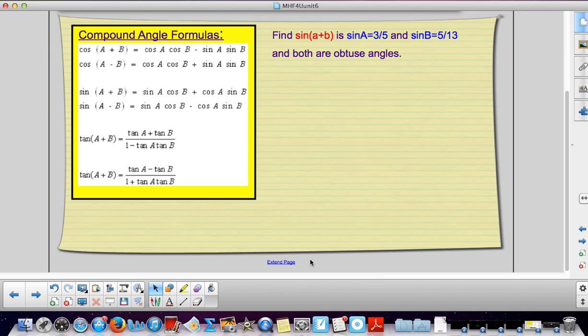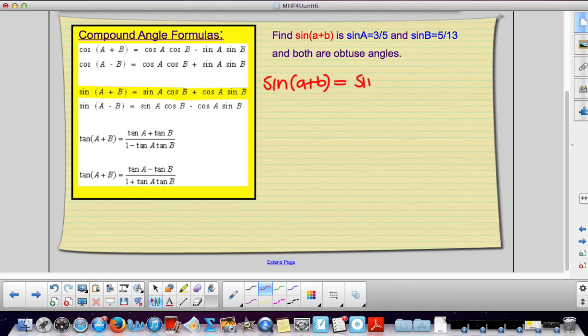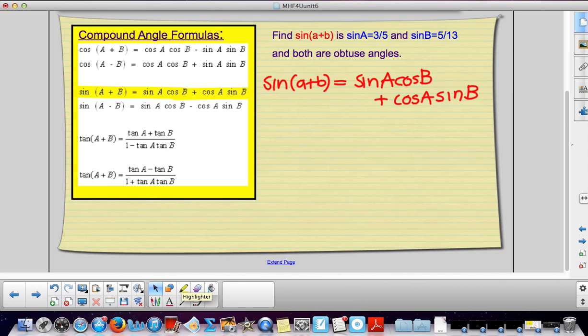Okay, so even though this looks very simple, we have 2 different triangles, triangle A and triangle B. If you look carefully at the sine A plus B formula, I'm going to write it out large so you can see it. That's going to be equal to sine A cos B plus cos A sine B. So in order to do this question, we have to use our sine information to find out the other trigonometric ratios in order to draw the triangle.